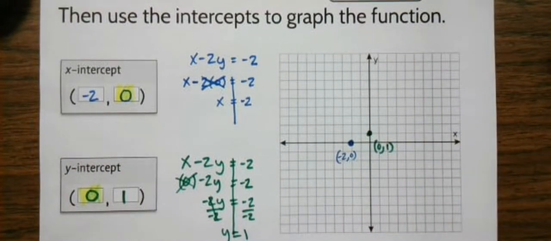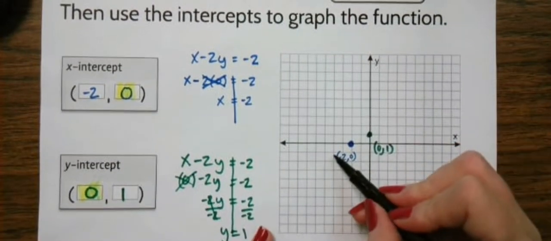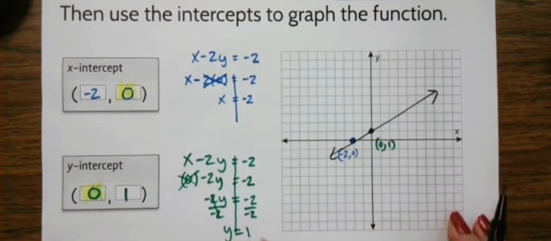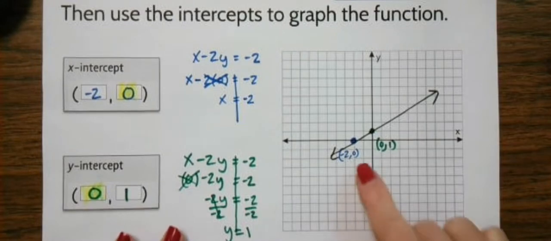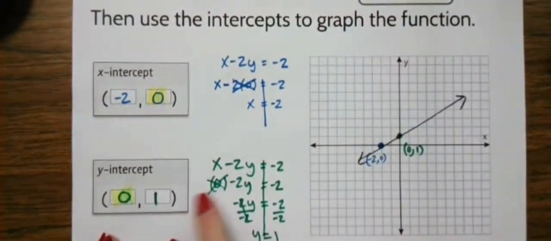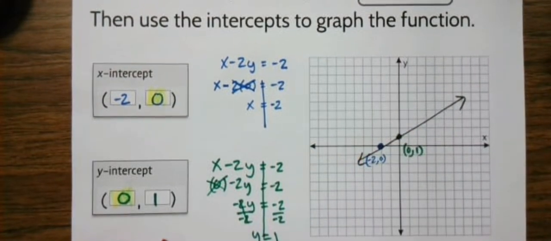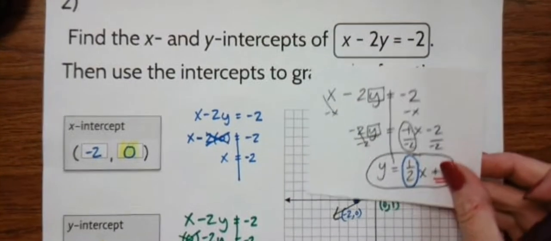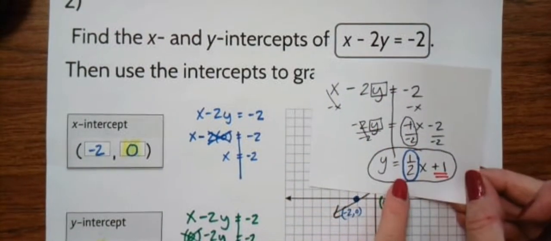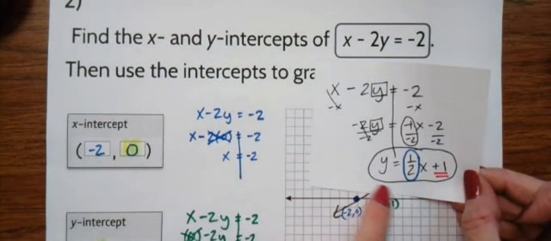So I'm going to connect the points here. Not exactly perfect, but close enough, okay? It only takes 2 points to make a line, and when you're graphing with standard form, you find the intercepts and you graph the 2 intercepts. Now, just for the fun of it, I took the equation and I solved it for y, I converted it into slope-intercept form.